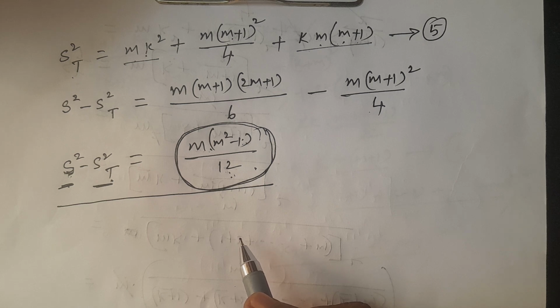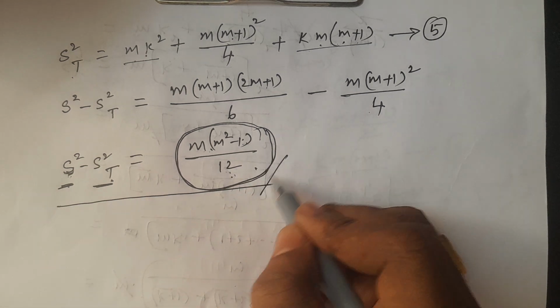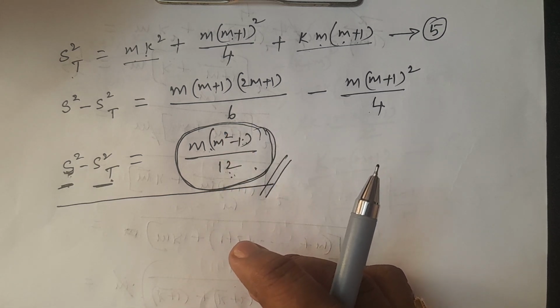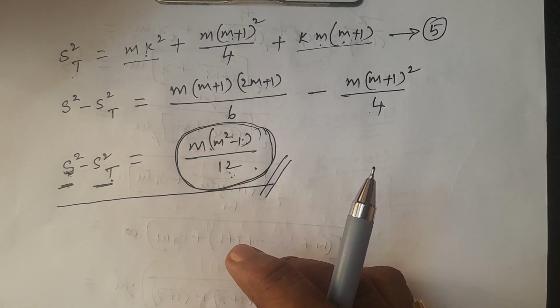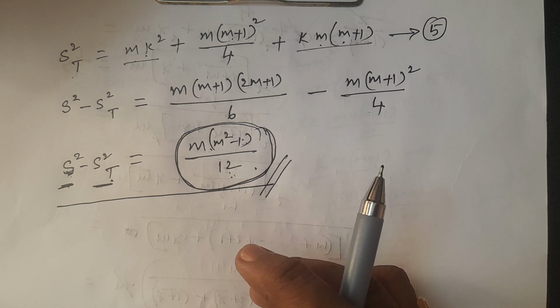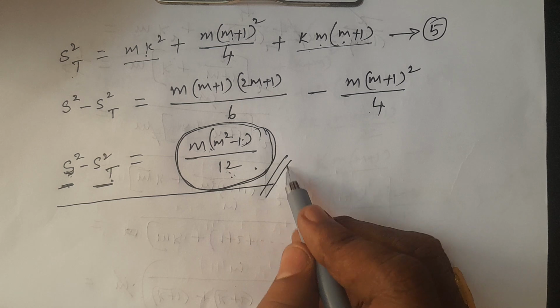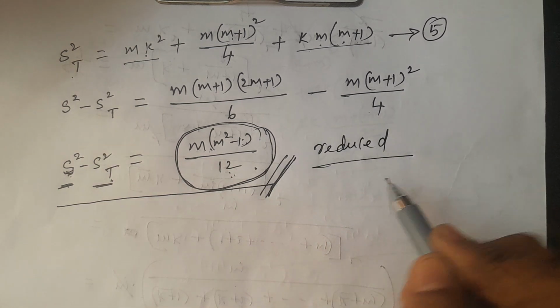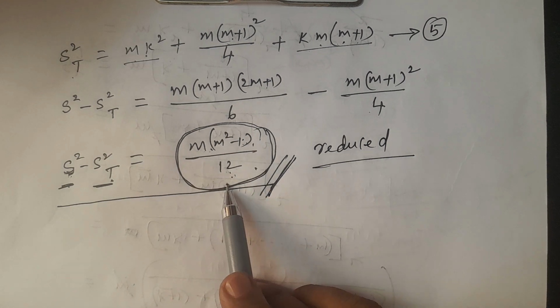So therefore, this is how the quantity is going to be reduced. The effect of the change on the sum of the squares with tied ranks: if you have tied ranks, then this quantity is going to be reduced. That is m into m square minus 1 by 12.